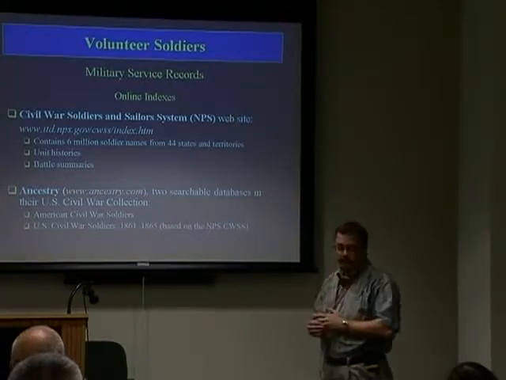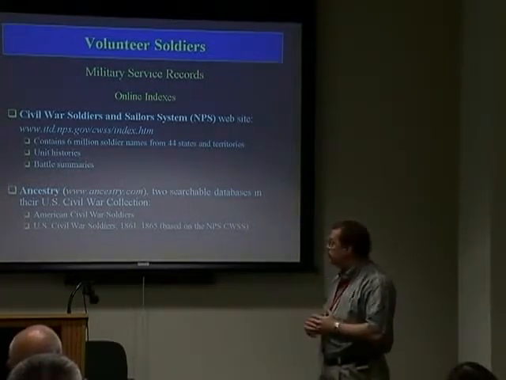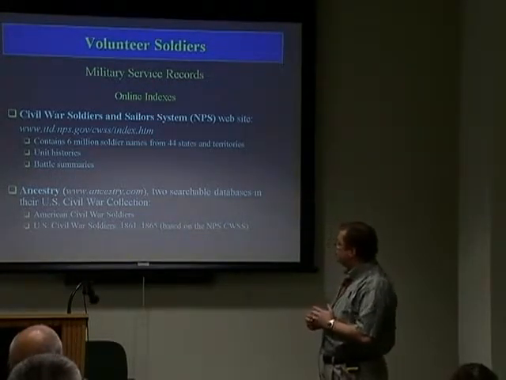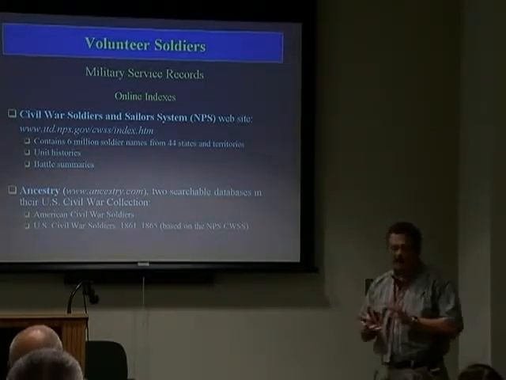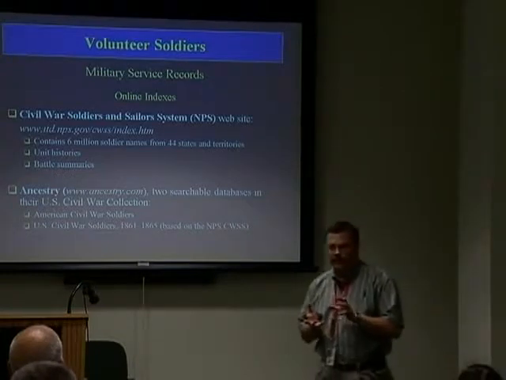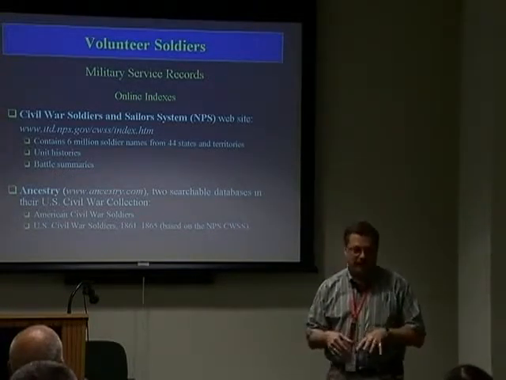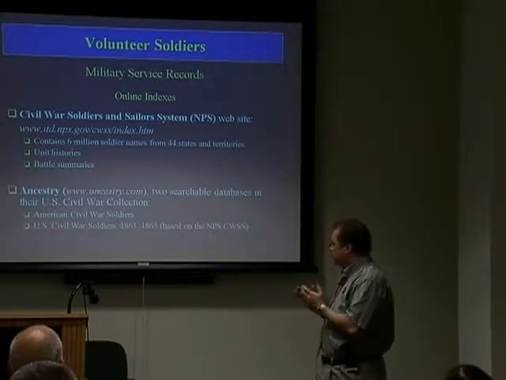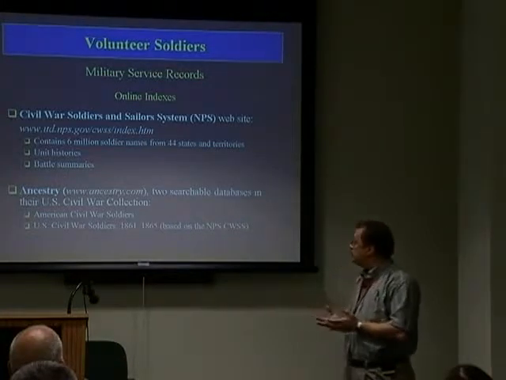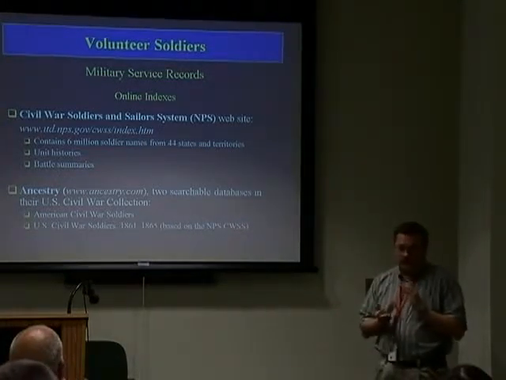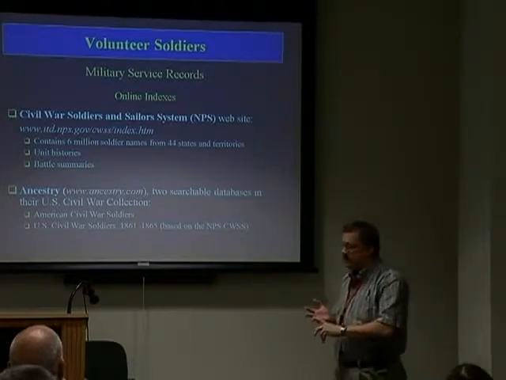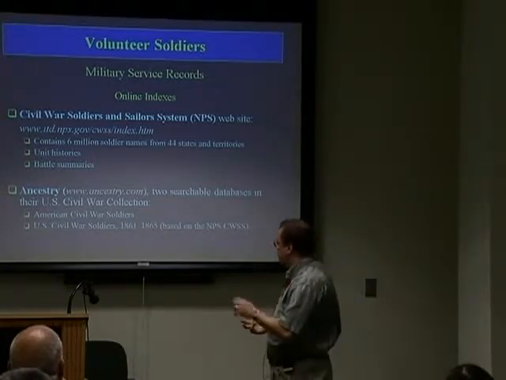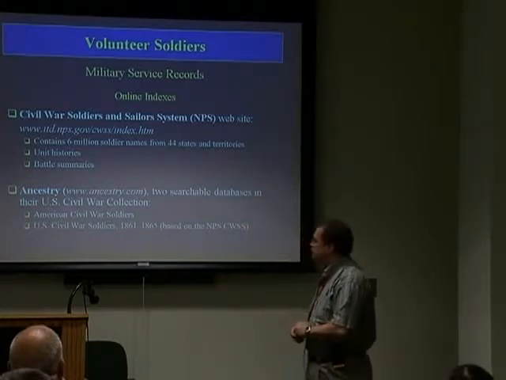The first, you might have already heard of it at some point before. This is the Civil War Soldiers and Sailors system that was created by the National Park Service. It's actually based pretty much on the microfilmed indexes that we have here. But it contains over 6 million names, and not only does it provide the basic unit information for each soldier, but it does give unit histories and battle summaries as well that you can click on and get more information.